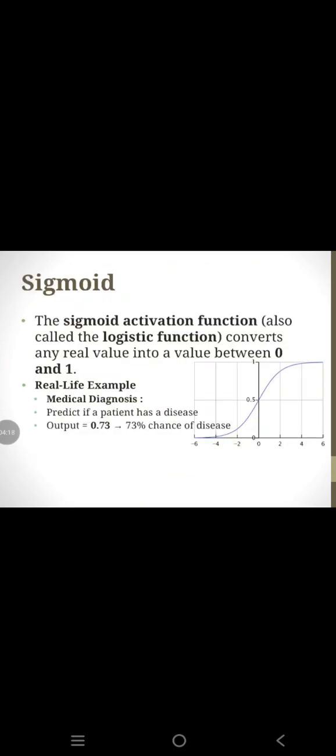Next one is sigmoid function. Sigmoid function converts values between zero and one, useful for probability. That is, it is an S-shaped curve. For example, in medical prediction for disease probability, this sigmoid function is used.